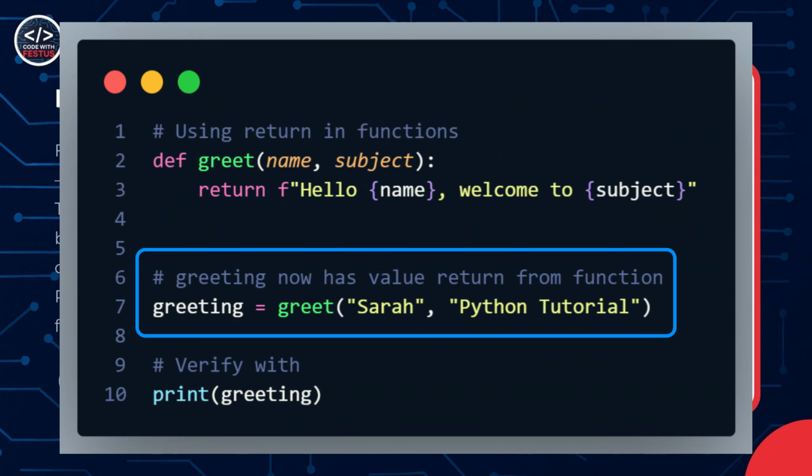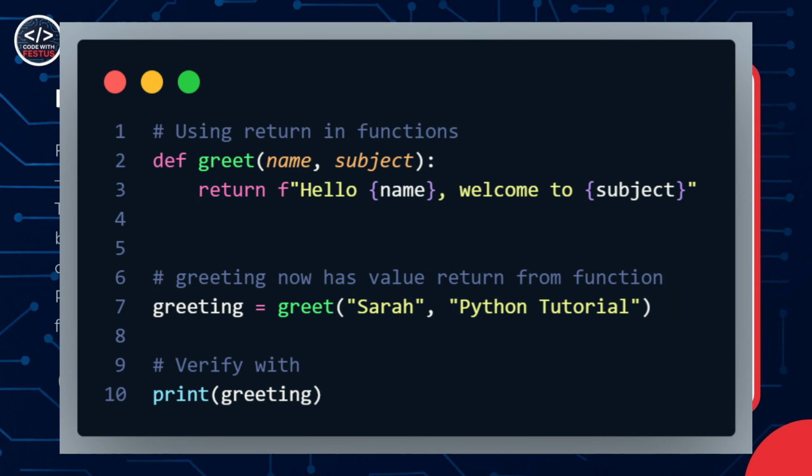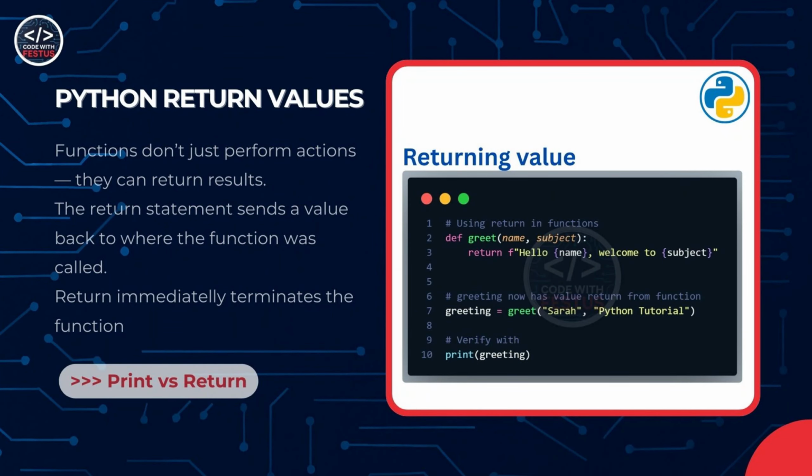If we now call this function as greeting = greet("Sarah", "Python tutorial"), the return statement sends a value back to where the function was called. Hence, greeting will now have the value returned by greet assigned to it. To verify that our function returns the needed value, we can now print the value of greeting. Note, once Python encounters a return statement, the function stops executing. Returning values makes functions reusable and testable.